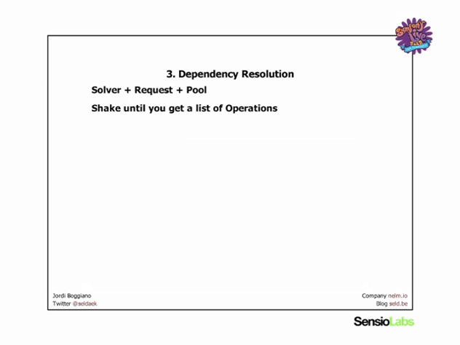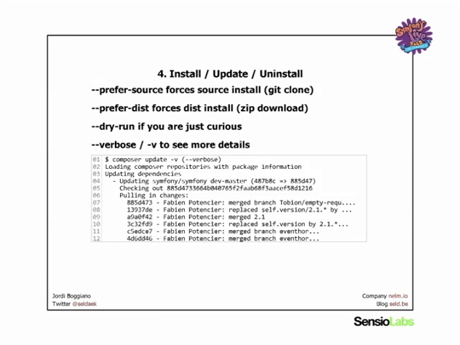Okay, then you have dependency resolution. So we take the dependency solver, we take the request. The request contains all those install requests, updates. Well, it could be removals, but we don't actually do that. And then we take the package pool, you shake it a bit, and very complex stuff happens. Sometimes it goes wrong, but most of the time it goes well lately. And you get a list of operations. Operations are just: do an install of this package, do an update, or a removal.